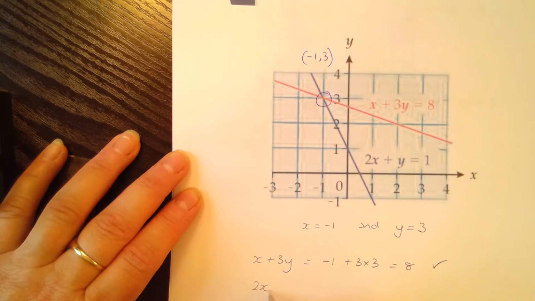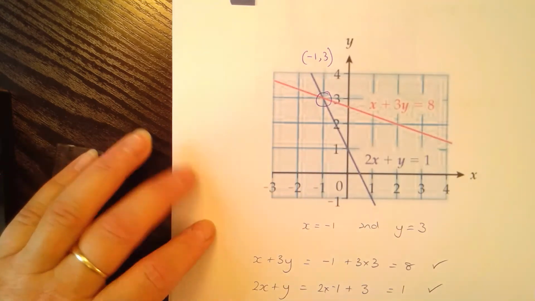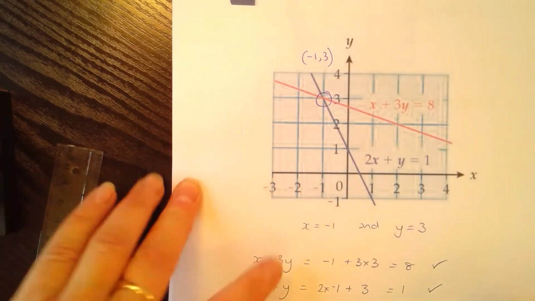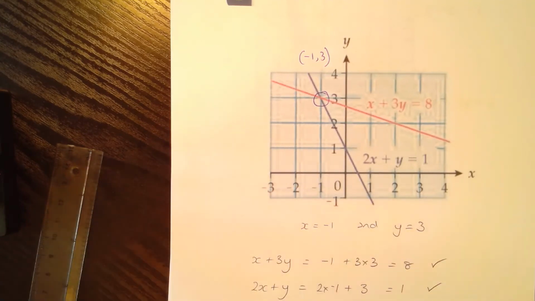And 2x plus y is equal to 2 lots of negative 1 plus 3, which is negative 2 plus 3, which is equal to 1. Correct. So we've verified that x is equal to negative 1 and y is equal to 3 satisfies both equations, therefore they must be a solution to both equations. And you've solved it. Straightforward as that.